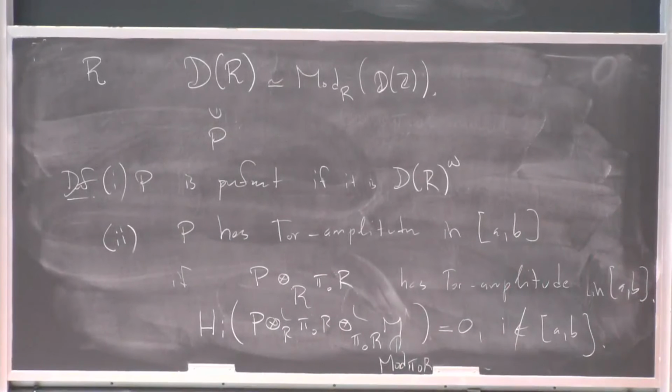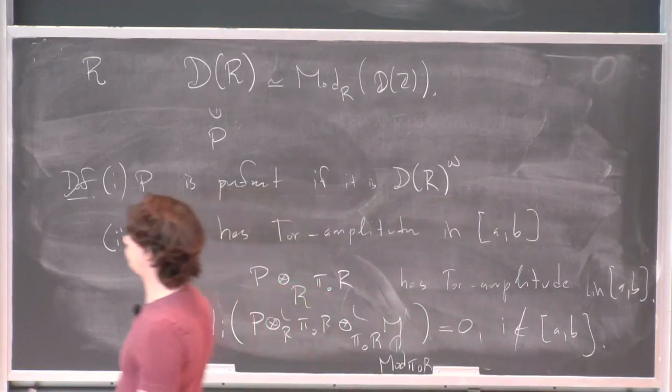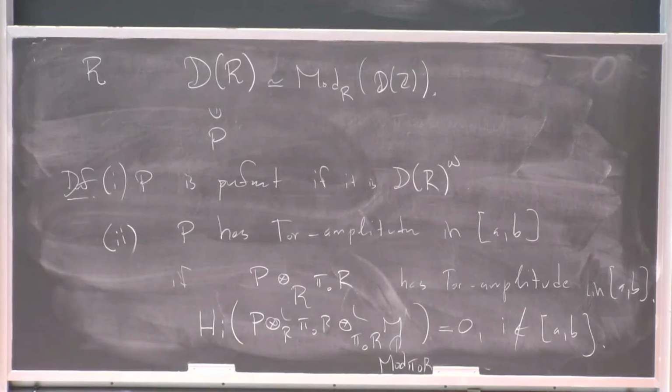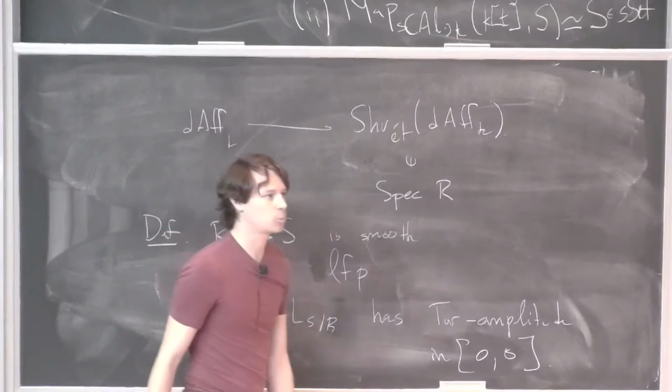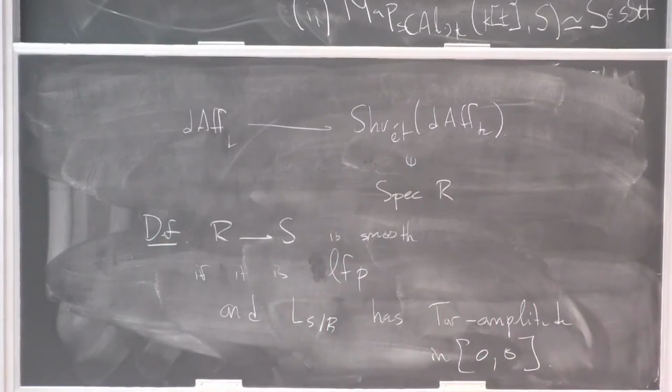So in the definition of a smooth morphism, do you require the cotangent complex to be perfect? The question is whether, in the definition of a smooth morphism, I require it to be perfect. Because of local finite presentation, that plus this does imply that it's perfect. So that's [0, 0].